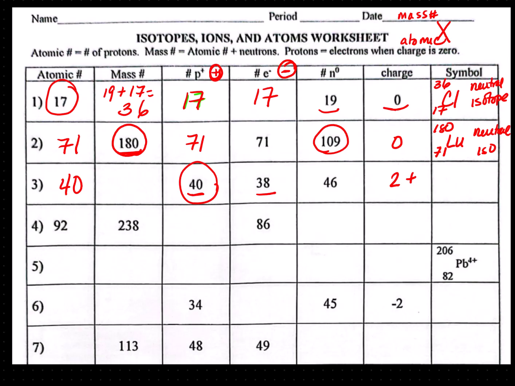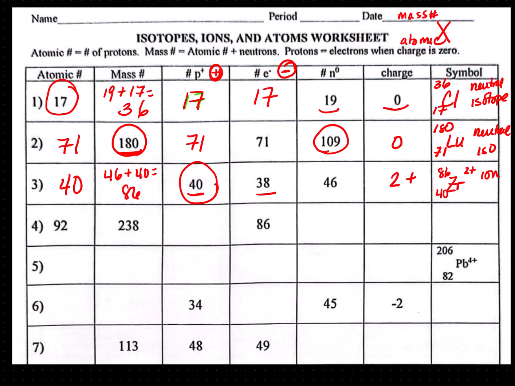Since the number of neutrons is provided, we do not use the periodic table. To find the mass number, we add the number of neutrons, which is 46, plus the number of protons, which is 40. So this is 86. If I look up this element on the periodic table, it's zirconium, Zr. It has a charge of +2, a mass number of 86, atomic number of 40.